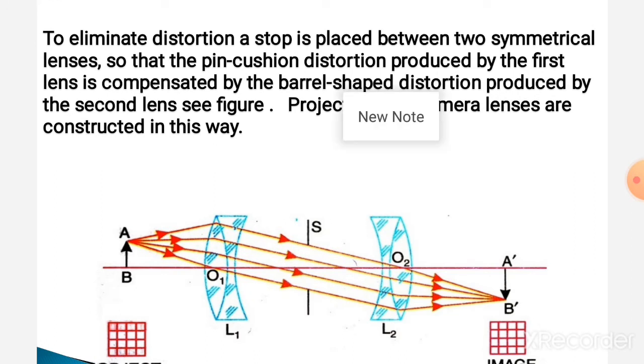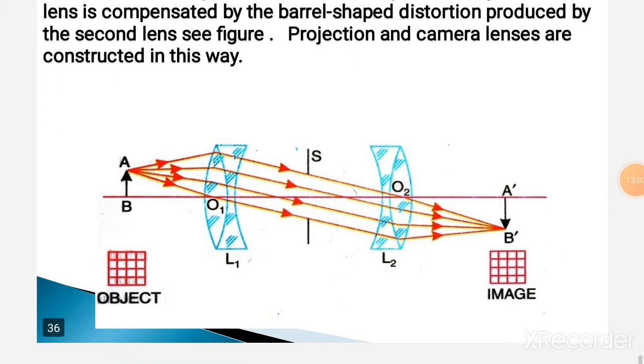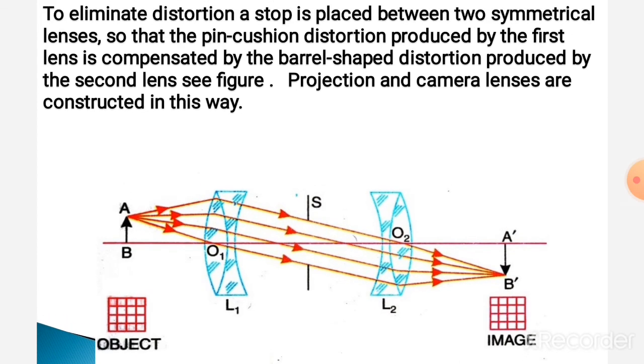To eliminate this, we place the stop in between these two. That is, to eliminate distortion, a stop is placed between two symmetrical lenses so that the pin cushion distortion produced by the first lens is compensated by the barrel shaped distortion produced by the second lens. So because of this, we get the image exactly like the object. In this way, we can eliminate this distortion type aberration. Understood? Thank you.